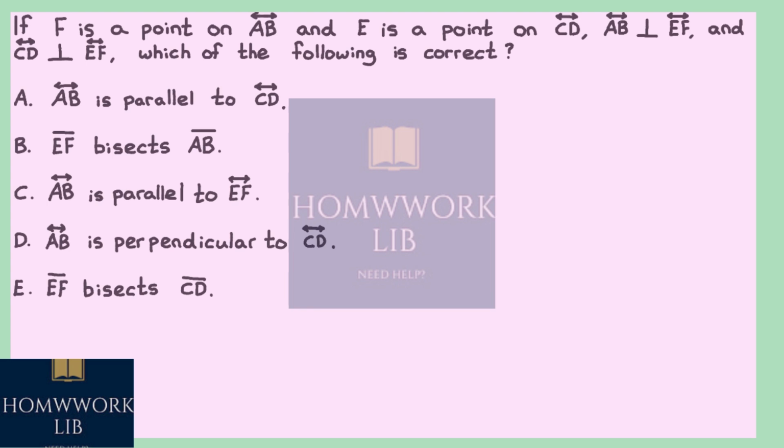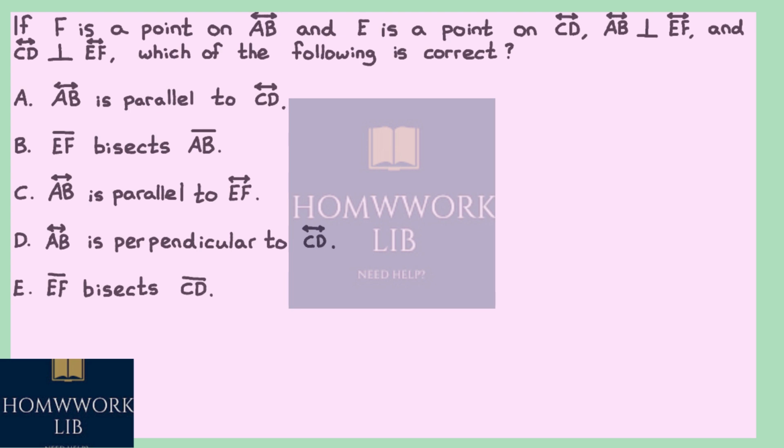If F is a point on the line between A and B, and E is a point on the line between C and D, the line between A and B is perpendicular to the line between E and F, and the line between C and D is perpendicular to the line between E and F. Which of the following is correct?